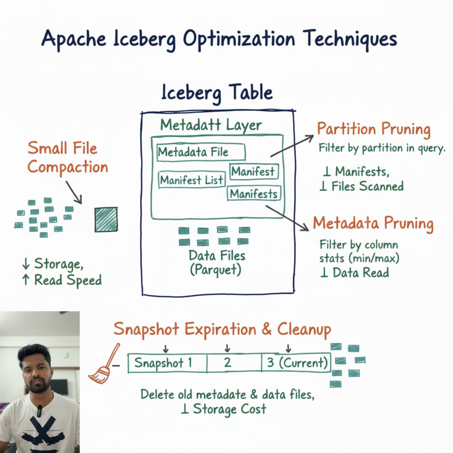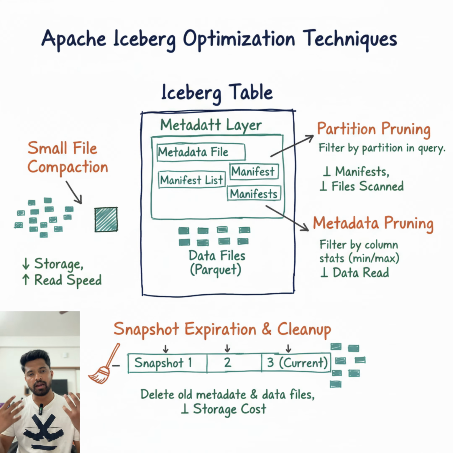But if you check Apache Iceberg, they have the formatted metadata where these problems can be solved very easily, and this makes the data more reliable, scalable and also performant. Coming to the first optimization technique that we're going to discuss today, it is small file compaction.